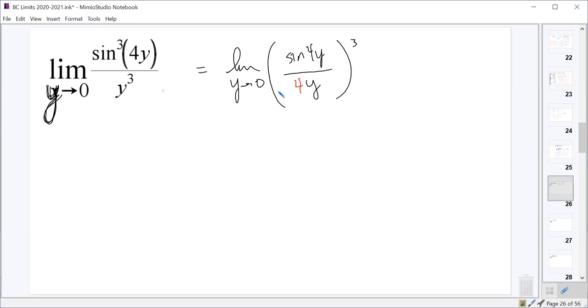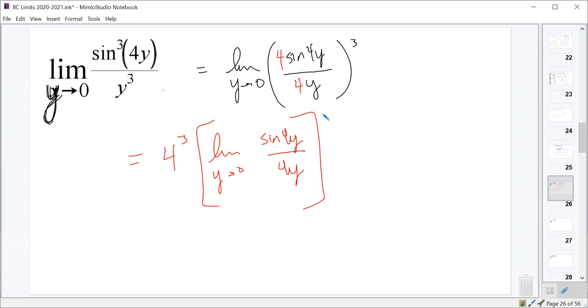And what do we need to put into the numerator then? Four. Just a 4. And what does that 4 come out as? 64, right? It comes out as a 4 cubed. And then we end up with the limit as y approaches 0 of sine of 4y over 4y, cubed, which gives us 64 times 1 cubed, or just 64. Good or no?